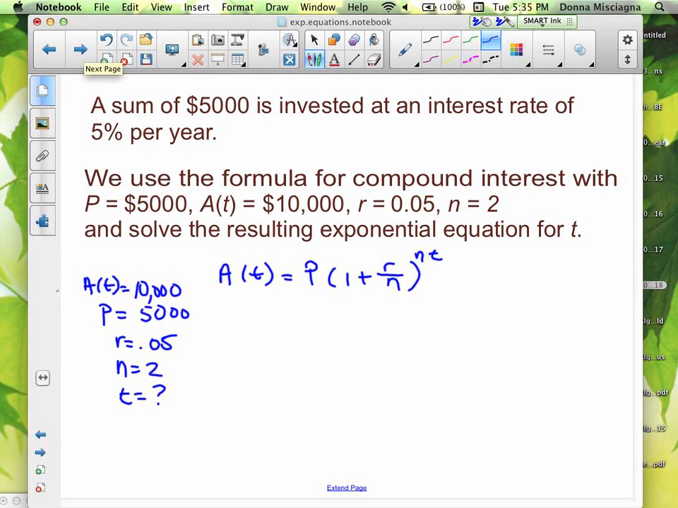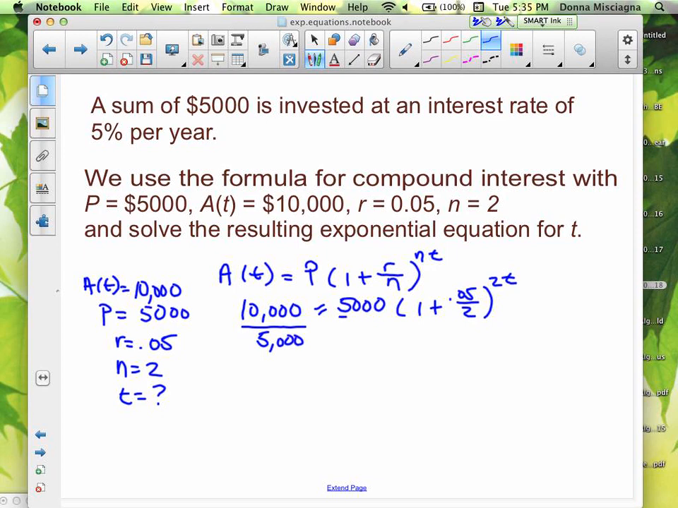All right, so we're going to plug in 10,000 for the amount equals our starting value of 5,000 times 1 plus 0.05 divided by 2 to the 2t power. Okay, and we're going to solve for our exponent. Now what we have to do first is isolate our base. Right now we have a complicated base, because we have 1 added to something, and then we've got something in front. The first thing I want to do is get rid of the something in front, and then I'll work on that base.